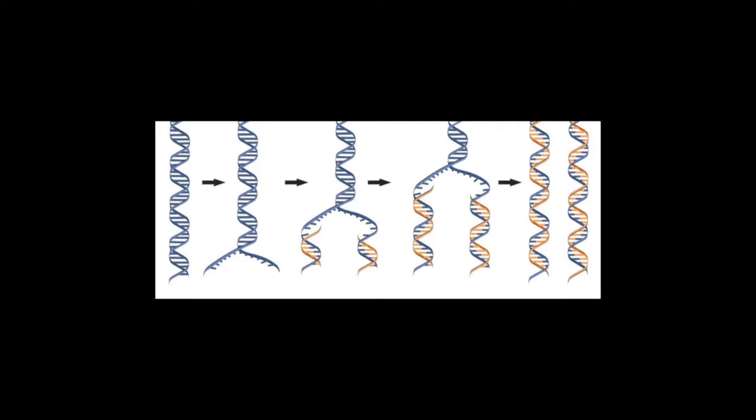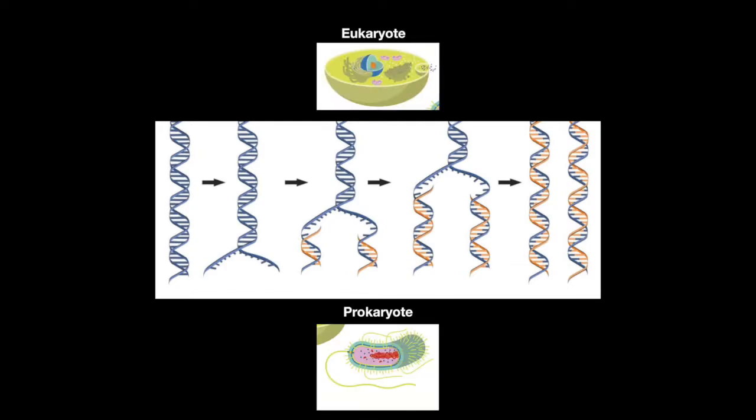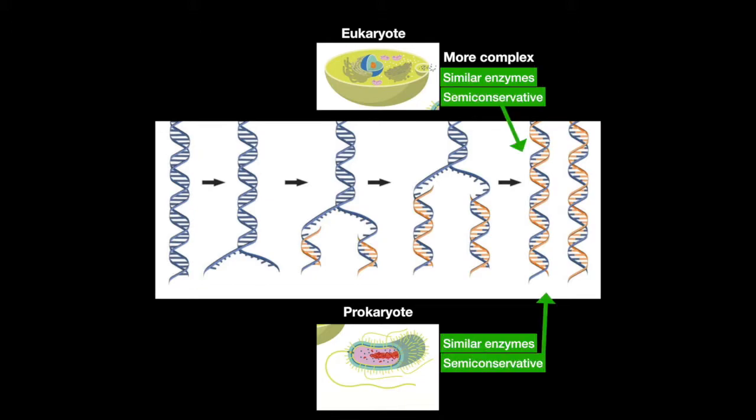DNA replication is similar in eukaryotes as it is in single-celled prokaryotes. However, eukaryotic DNA replication is more complex. Both use many of the analogous enzymes. As well, DNA replication is semi-conservative.